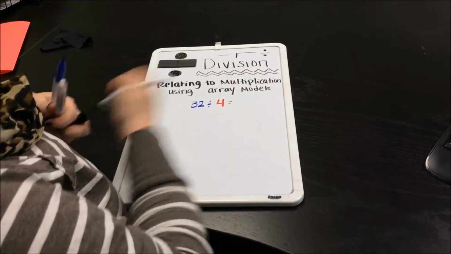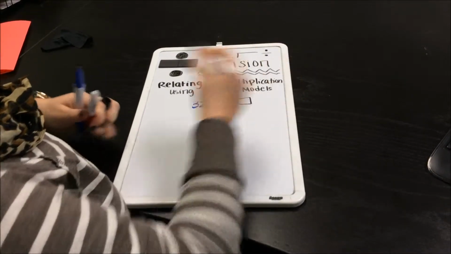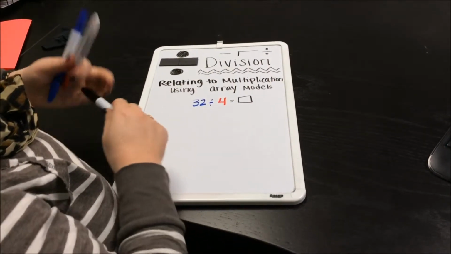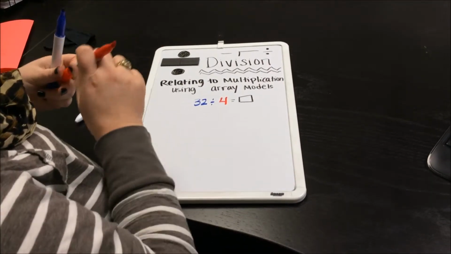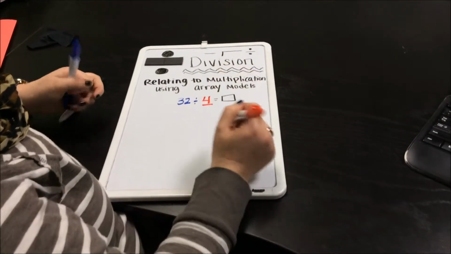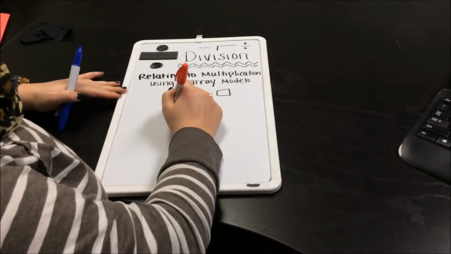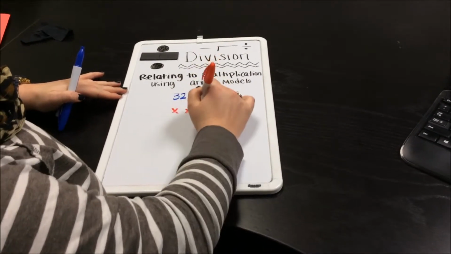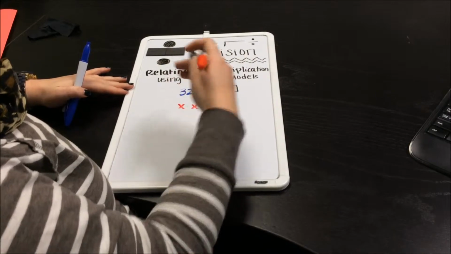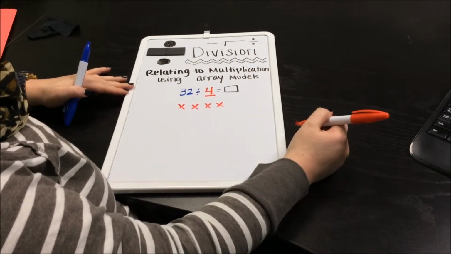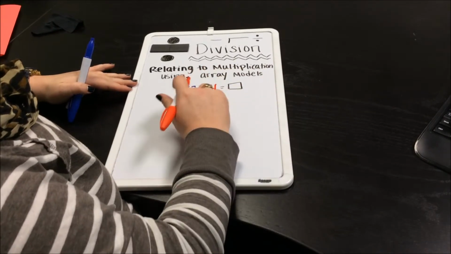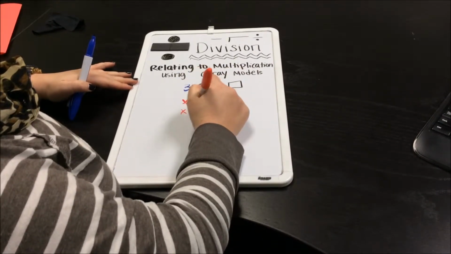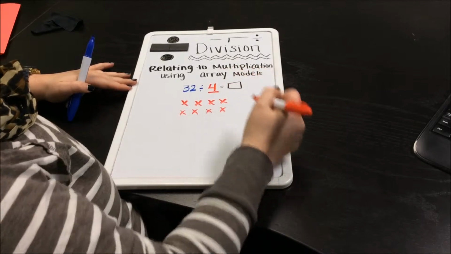an array model. Now, the students were making array models when they were learning multiplication, so this is something that they are familiar with. So you take your divisor, that's our number 4, and you're basically making an array with rows of 4 until you get to 32. So I have my first row of 4. And then I keep adding to it till I get to 32.